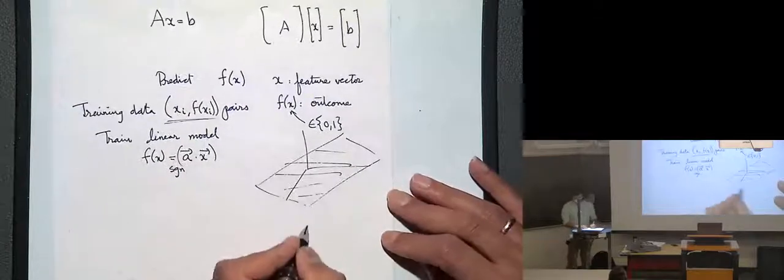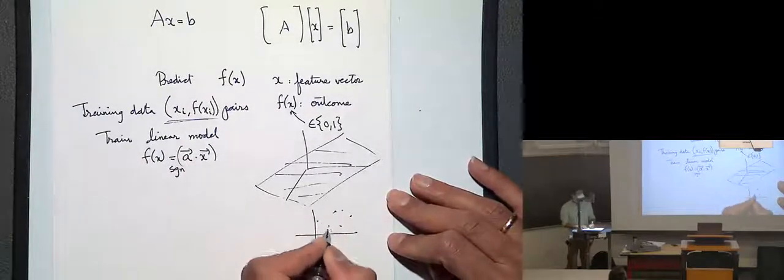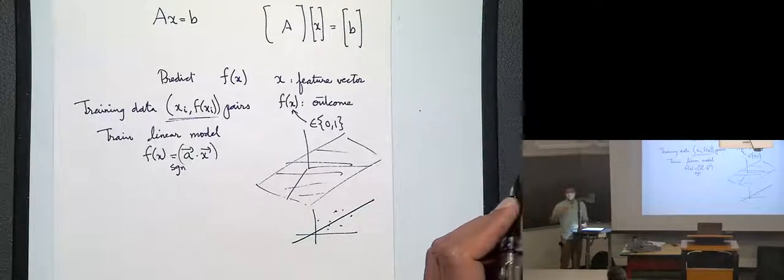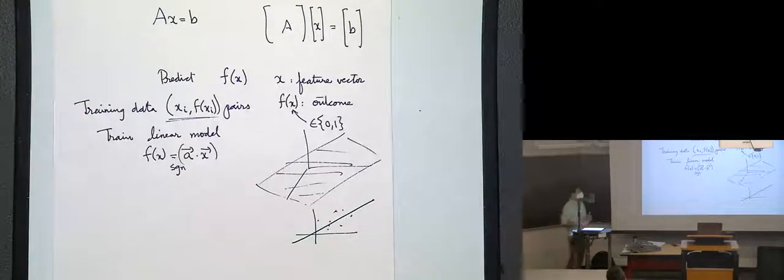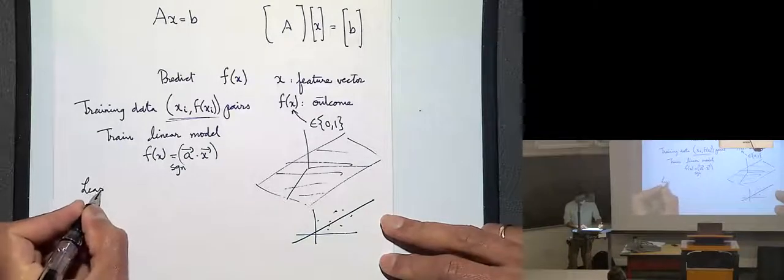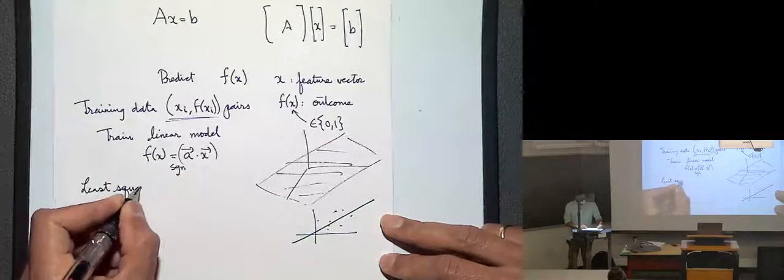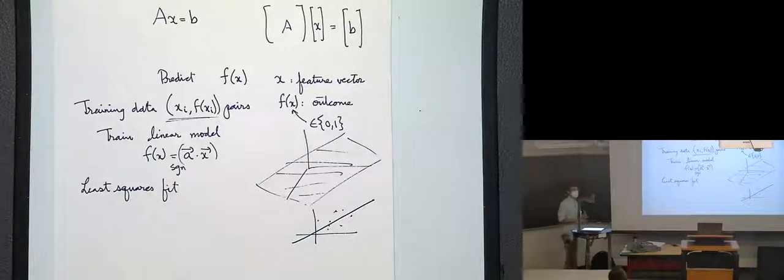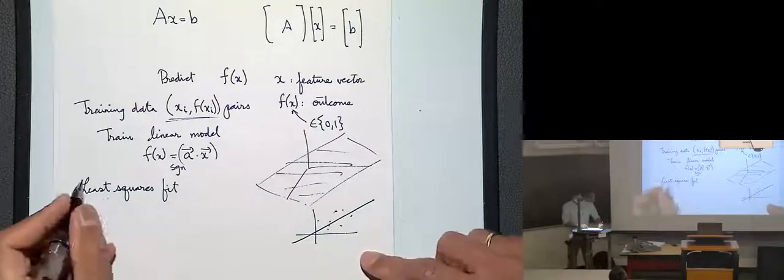Another way to look at this is if I just have two dimensions, I have a collection of points, and I'm trying to fit a line to these points. Now, there's no line that's going to fit perfectly. So you say, okay, let me try to find the best line. And this is known as a least squares fit. This is what regression is: trying to find the best fit.